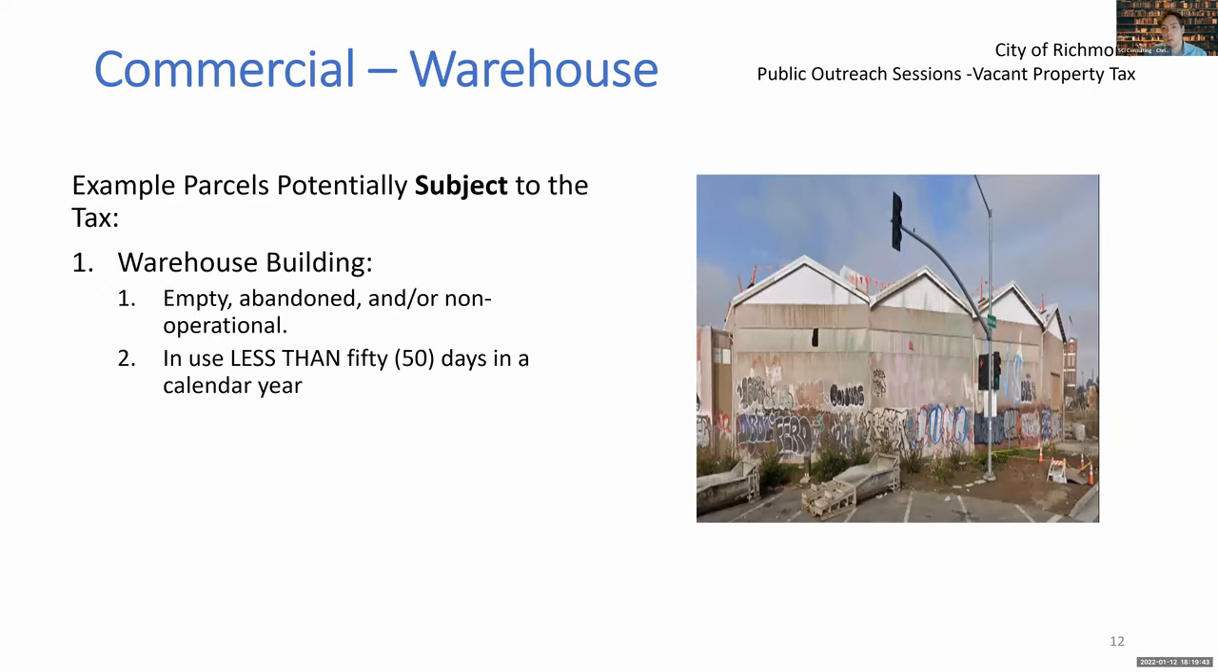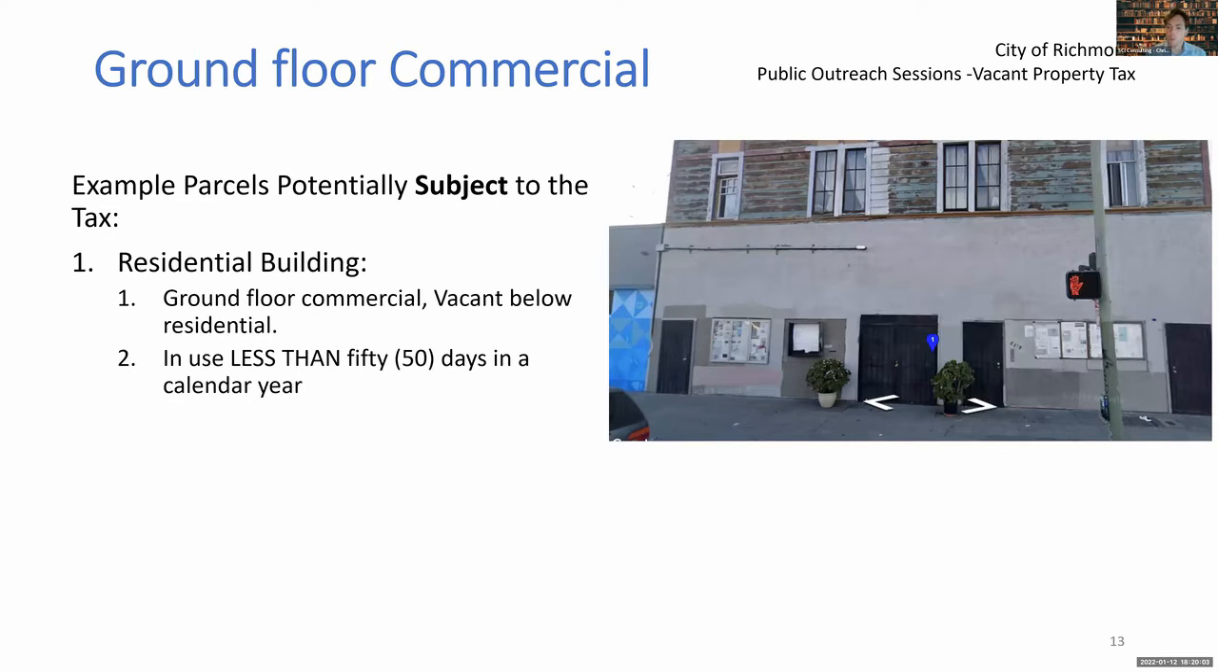Here is a classic example of an unused empty warehouse attracting blight. It's an abandoned building. So if no one's using it legally for 30 days, then that would be subject to the tax, as an example. This here is a ground floor commercial space. As I had mentioned, in this example you have residential spaces above, but the commercial area facing the street is vacant, and that would potentially be subject to the tax if it's not used for 30 days in a calendar year.